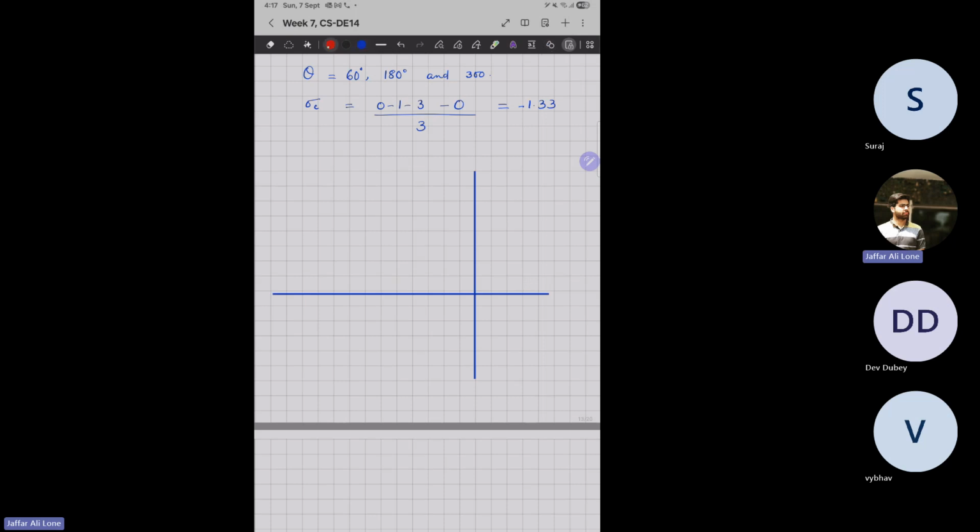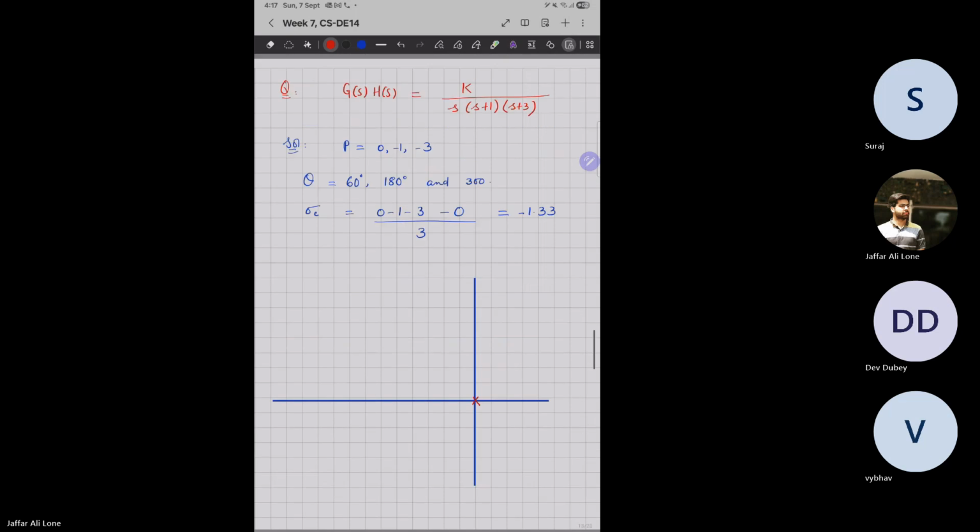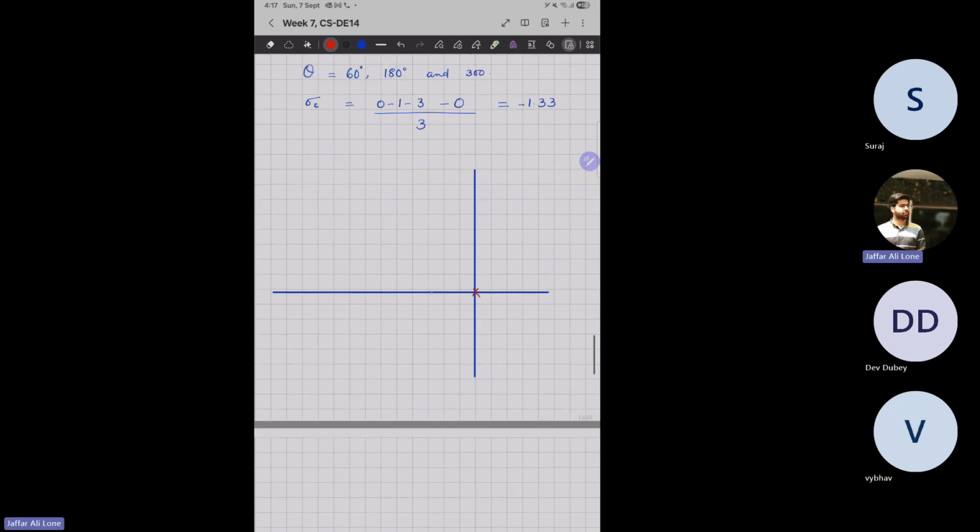See, so my poles are at 0, -1, and -3. So this is a valid part of root locus, and this is not a valid part of root locus, right? And then this is a valid part of root locus. You know it. I'm not going to mention it. Again, I'll directly write it.